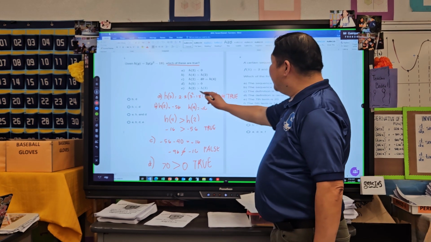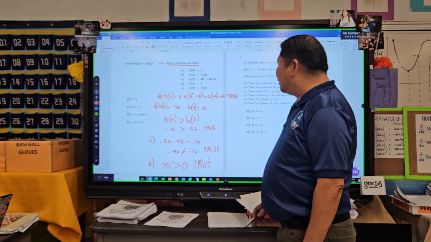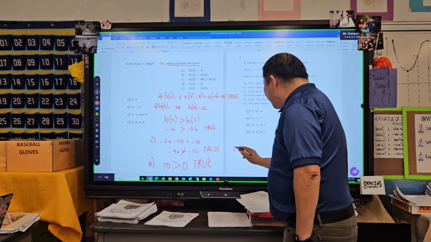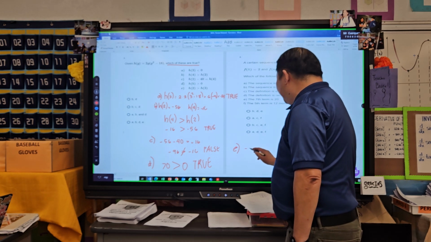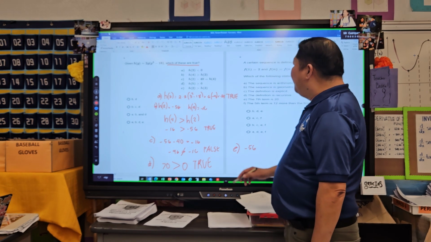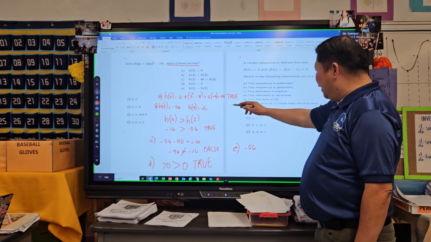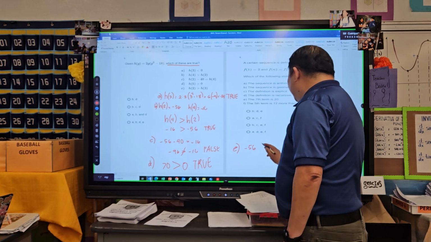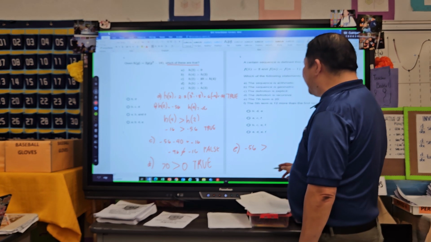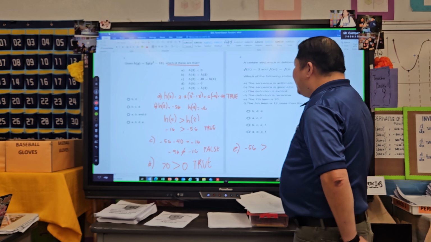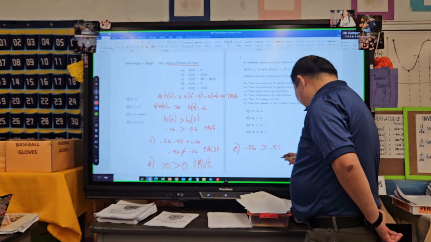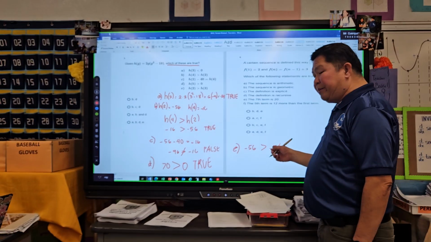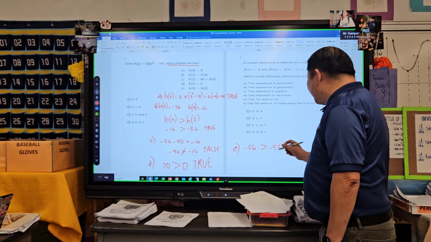And the last one, letter E, is h of 2 is greater than h of 3. We all know that h of 2 is negative 56. And then h of 3, what is h of 3? It says negative 56 is greater than h of 3, which is negative 54. What do you think? False. The statement is a false statement, right? Okay, this is a false statement.